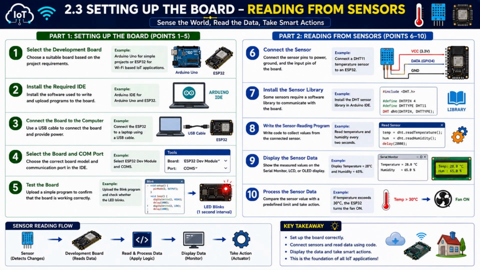Next, what is the next process? Final process. Sensor data should be processed. Compare the displayed value, that is the sensor value, with a predefined limit and take action accordingly. For example, if temperature exceeds 30 degrees centigrade, your room temperature, then the ESP32 controller will turn on the fan. In that way, the problem will be solved using IoT prototype projects. Okay, bye.